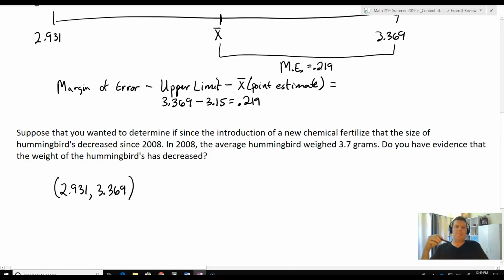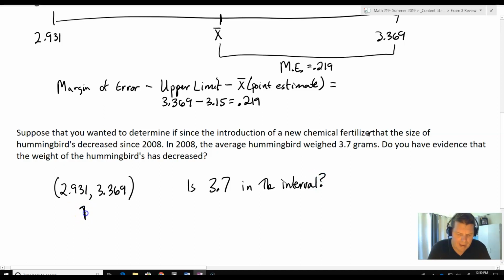Suppose you wanted to determine if, since the introduction of a new chemical fertilizer, the size of the hummingbirds has decreased since 2008. In 2008, the average hummingbird weighed 3.7 grams. Do you have evidence that the weight of the birds has decreased? Well, now what we're going to do is see if 3.7 is in the interval. And the answer is no, it is not.